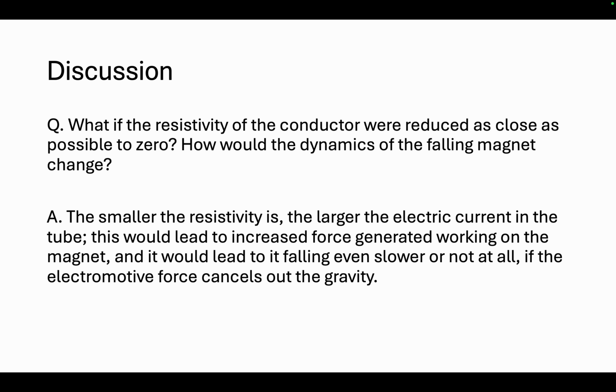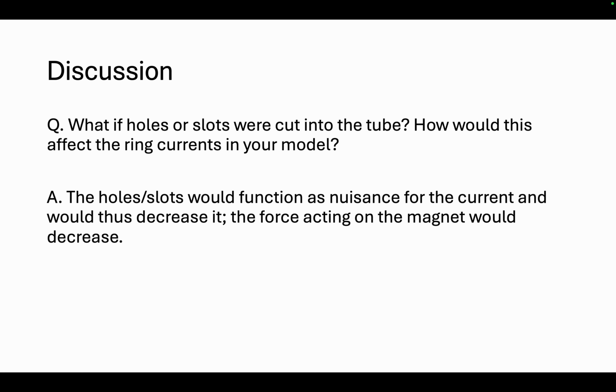Discussion: what if the resistivity of the conductor were 0? The smaller the resistivity is, the larger the electric current in the tube. This would lead to increased force working on the magnet, and it would lead to it falling even slower, or not at all if the resistivity is absolutely 0 and the electromotive force cancels out the gravity.